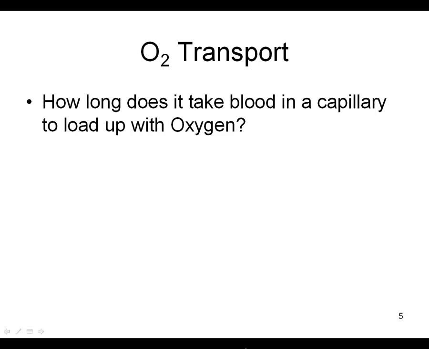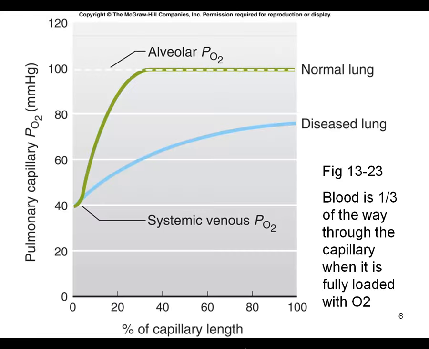Now, when we have blood flowing through a capillary, how long does it take the blood to get loaded up with oxygen? We see that in this diagram here. My x-axis is the percent of the capillary length. So I'm 20% through the capillary, 40% through, 60% through. When I'm all through the capillary, I'm 100% through. And notice we start at a PO2 of 40, because that's the venous PO2 of blood. And I eventually get my blood up to 100 millimeters of mercury, which is about what the alveolar PO2 is. Notice that that happens when I'm about a third of the way through the capillary.